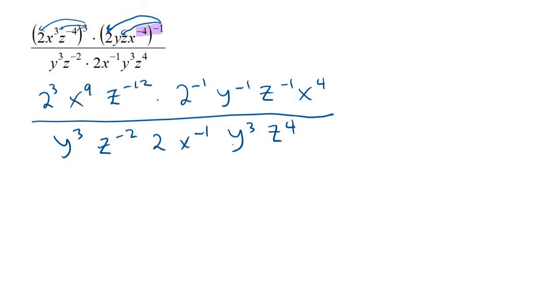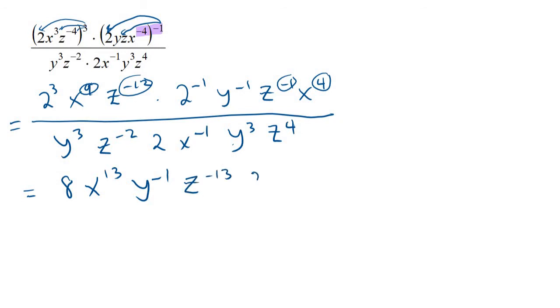So 2 to the 3rd is 8. Okay, there's an x to the 9th over here, and there is a 4 there. That will give me x to the 13 at the numerator. Okay, we're done with the x. We go to the y. The y is only 1 over there, so it's just y to negative 1. And then the z, there's a negative 12, and there's a negative 1, that's a negative 13.